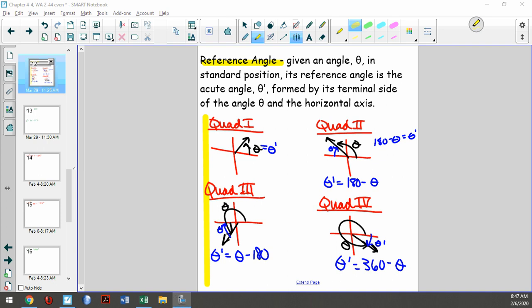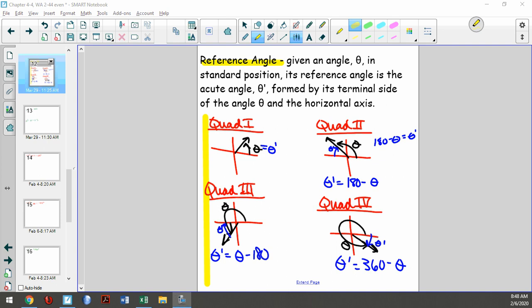Make sense? If you're in quadrant 3, you have an angle larger than 180, but I need to be able to get the angle that forms between the horizontal axis and the angle. So we're going to take the angle that they gave you and subtract off 180, and that's going to give you a number less than 90. And then if I'm in quadrant 4, I still have to use the horizontal axis. So instead of using 180 this time, we're going to use 360, and we're going to subtract the angle theta that they gave us to obtain the reference angle theta prime. Do we all understand what I just said?